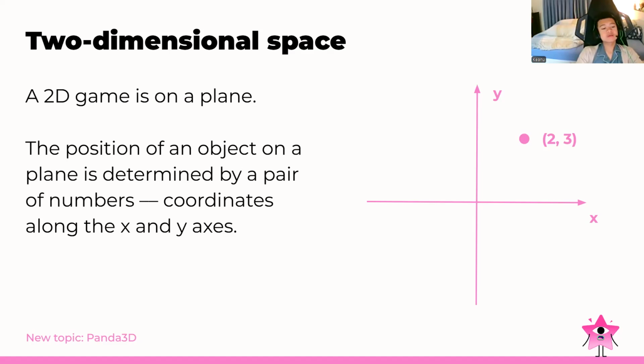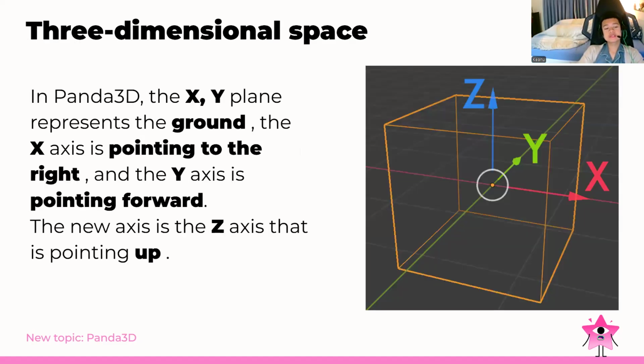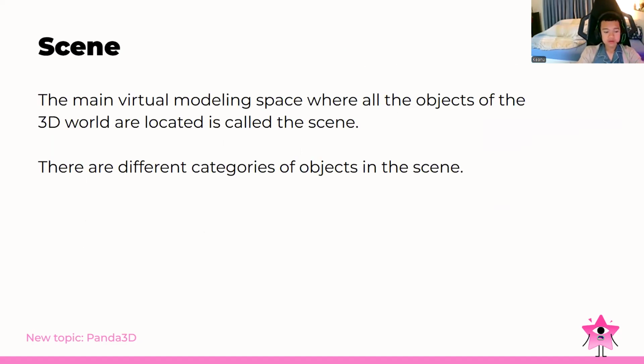As you can see, for 2 dimensions we only have x and y. But when we go to the three-dimensional space, we have the z also. In 3D, the xy represents the ground, with the x-axis pointing to the right and the y-axis pointing forward. The next axis is z, which is pointing up. So basically it's part of our dimensions. We have the three dimensions, x, y, and z.